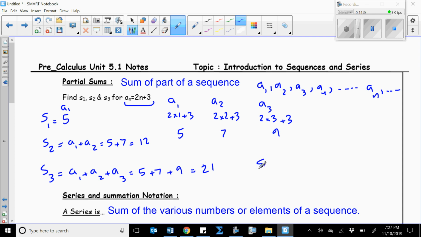So if I ask you to find S10 of this sequence, you need to find all the terms from A1 to A10 and then add them all up, and that will be equal to S10.